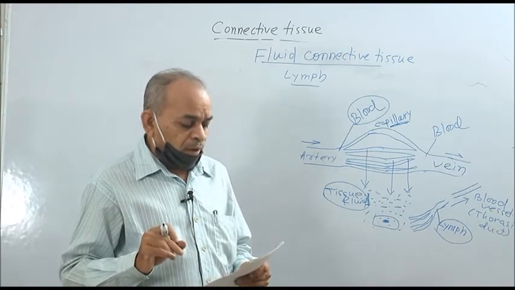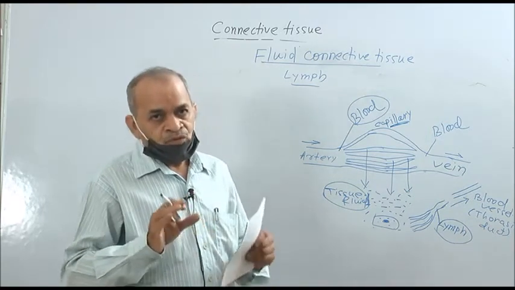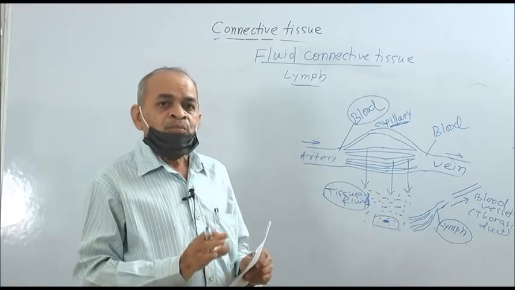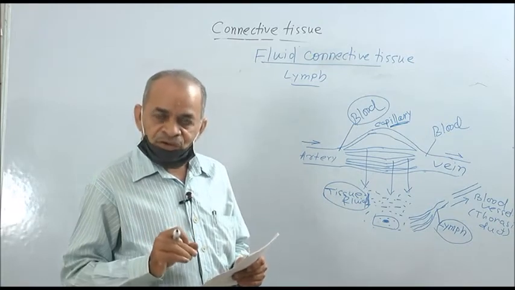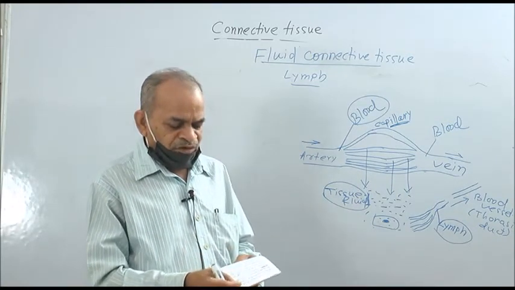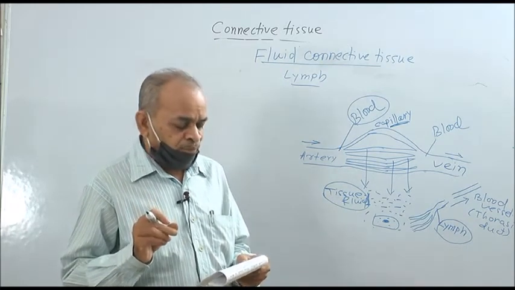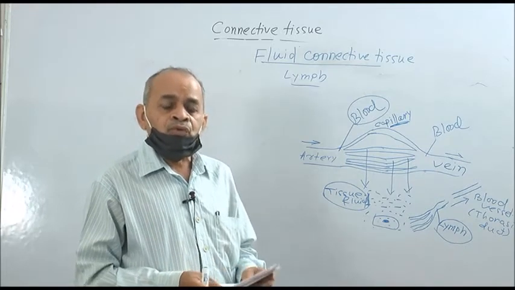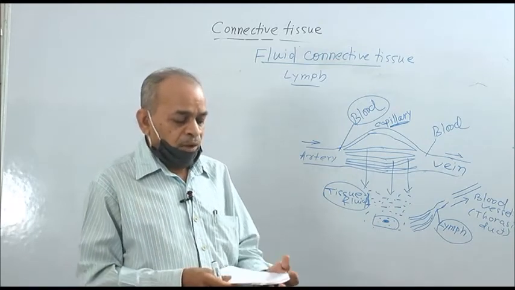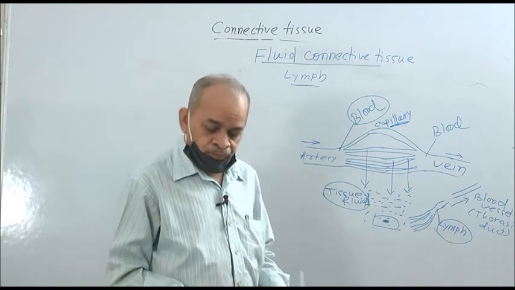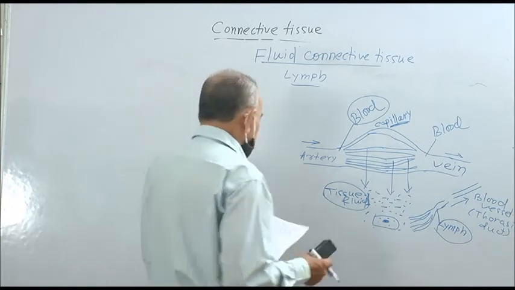So lymph differs from blood in the absence of RBCs and some plasma proteins. Some plasma proteins are present in blood, not in lymph. Here the lymph is colorless due to the absence of RBCs. The basic function of lymph is transportation of substances from the tissues into the blood. So, that is about the connective tissue. Then we will go to the next tissue, that is the nervous tissue.